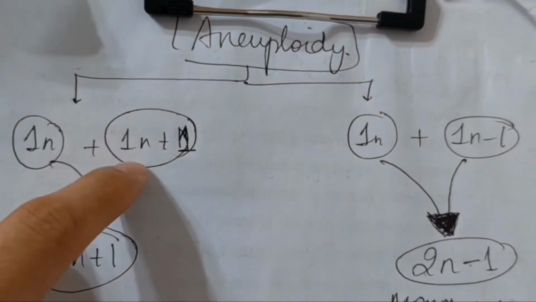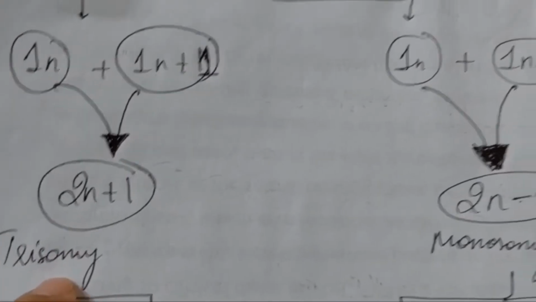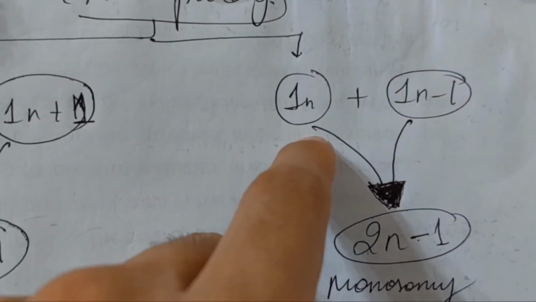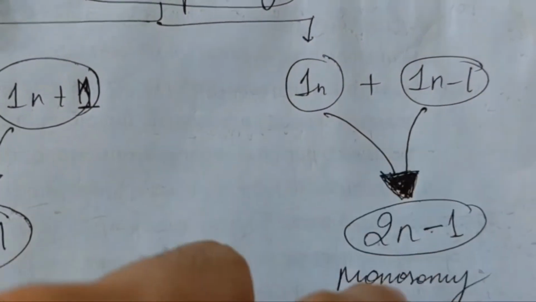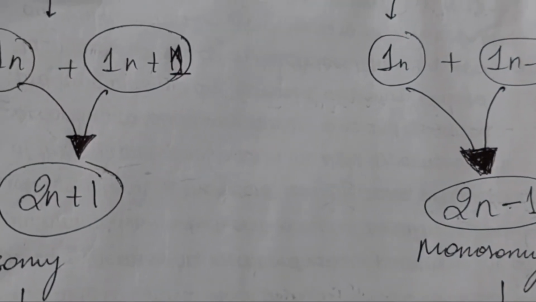So when a normal gamete fuses with such a 1n plus 1 gamete, it will form 2n plus 1, and that will result in trisomy. And when a 1n normal gamete fuses with a 1n minus 1 gamete, it forms a 2n minus 1 zygote, which is monosomy.